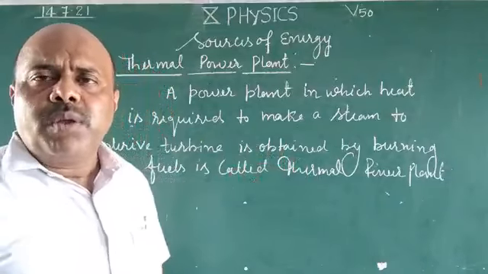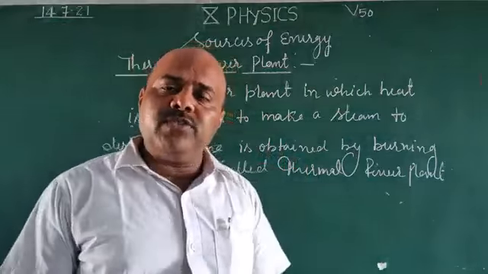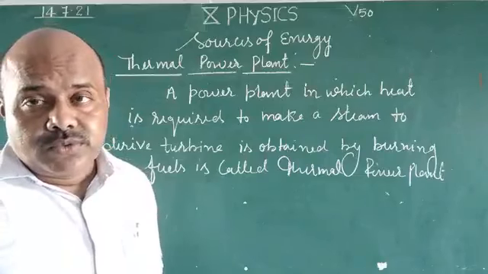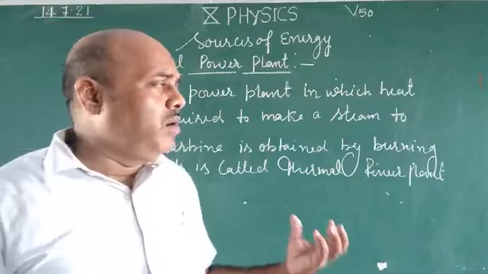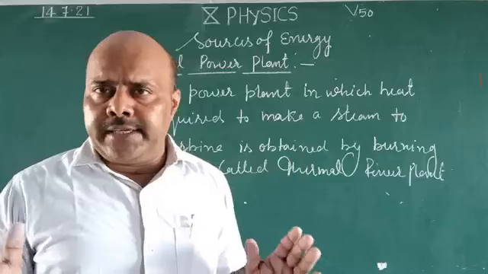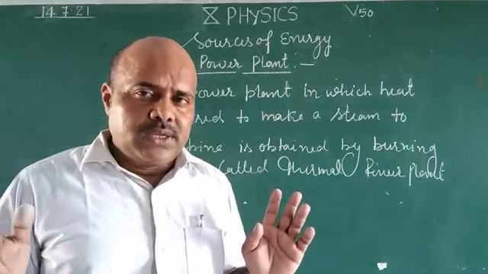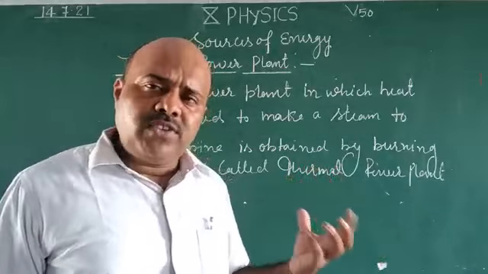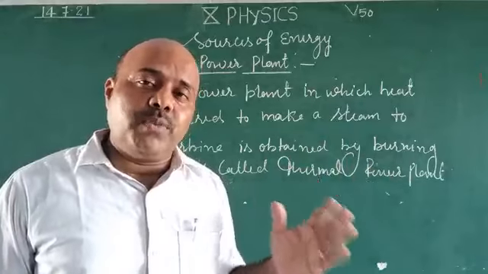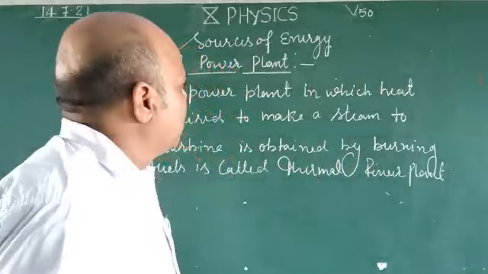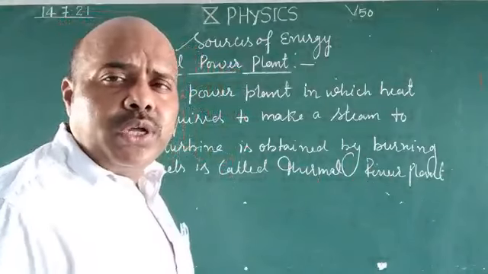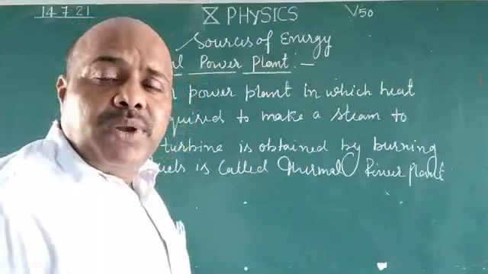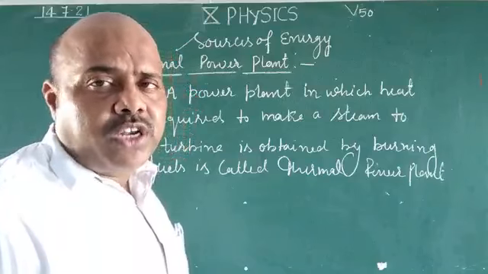In a thermal power plant, first what will we take? First we will take a furnace in which the heat is produced. When the fuel is burned, now take a boiler tank where the water is filled. The water becomes hot and becomes steam, steam with high pressure, which goes through the pipe into the turbine chamber.